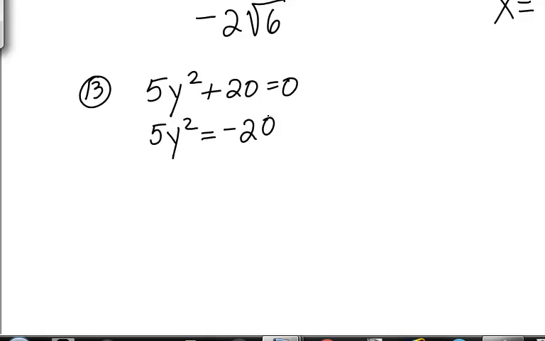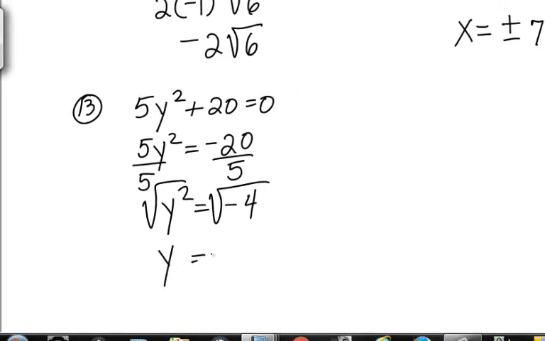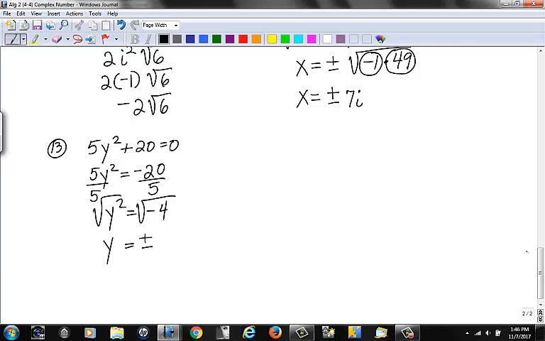You'd have 5y squared equals a negative 20. Divide by 5. So you'd have y squared equals a negative 4. Take the square root of both sides. So you'd have y equals, and I'm going to go ahead, it's positive or negative. You have to remember to put the positive or negative. The author's not going to tell you that, and I'll count it wrong if you don't have both answers. Out of this you can take out an i, out of this you can take out a 2. So when you take the square root of both sides, you should always have both answers, positive or negative 2i. Okay?